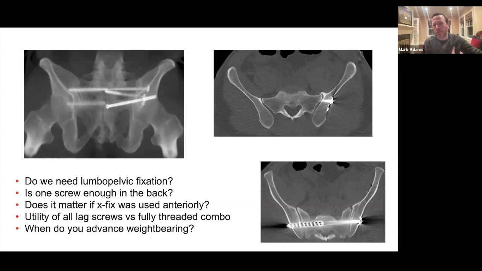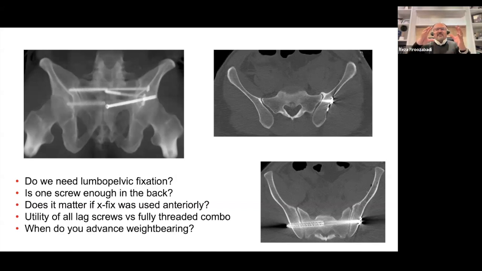Right. But I'm going to present a pretty strong view on this. If you have a complete SI joint injury and you place an X fix in the front, there's really very little rotational control, and I've seen way too many fail where they've only had one screw in the back, and sometimes those are iliosacral screws and not even transsacral screws.